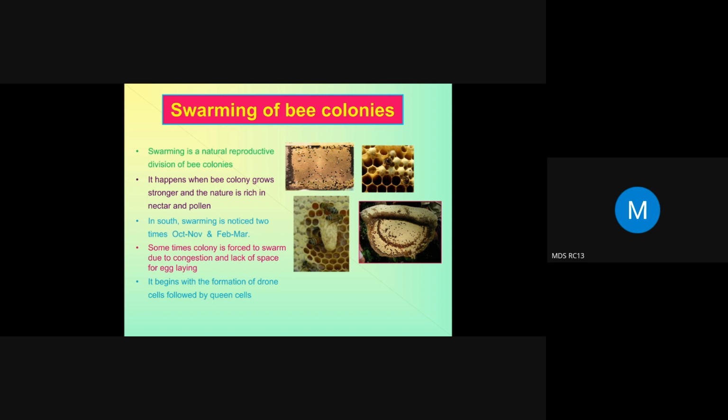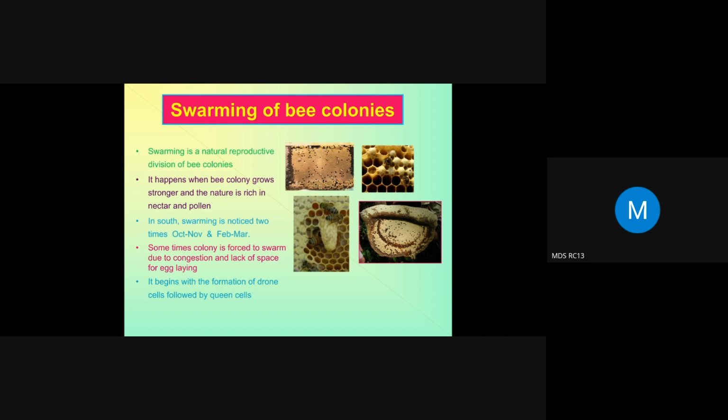Sometimes the colony is forced to swarm due to congestion and lack of space for egg laying. So when the colony is overpopulated, that will also lead to swarming. It begins with formation of drone cells, followed by queen cells.